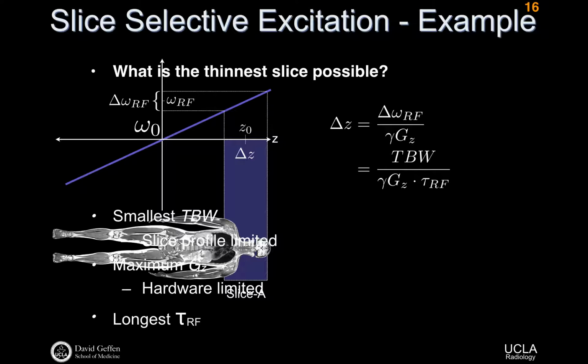What happens if we have longer and longer RF pulses? We can, in principle, get thinner slices, right? But there's a trade-off right away. We don't typically want 20 millisecond RF pulses. We typically want short RF pulses. And then we can choose our time bandwidth product as well, but large time bandwidth products typically accord with longer RF pulses also. And so we can get really thin slices with the delta Z that we have being linearly proportional to the time bandwidth product itself.